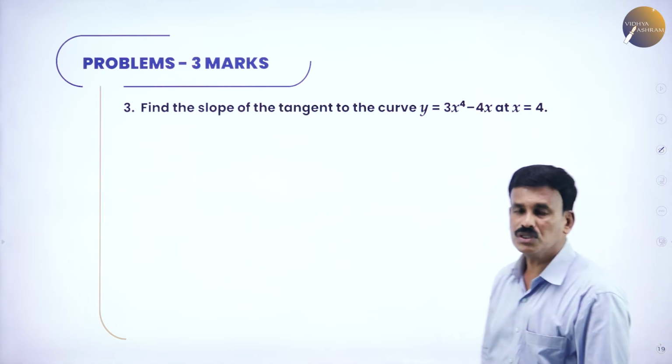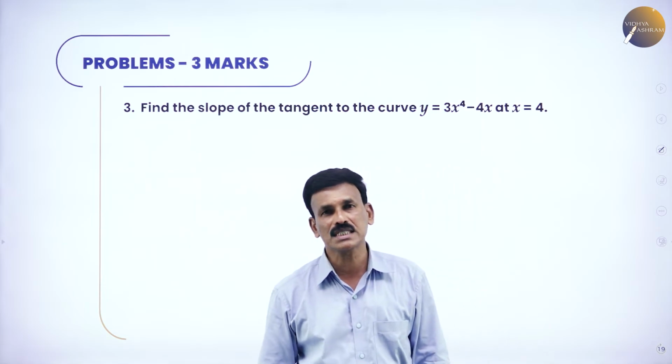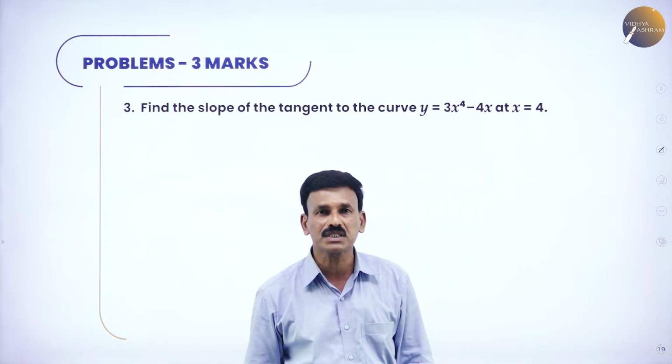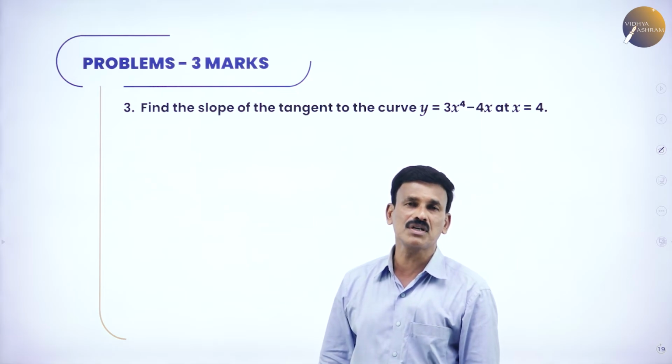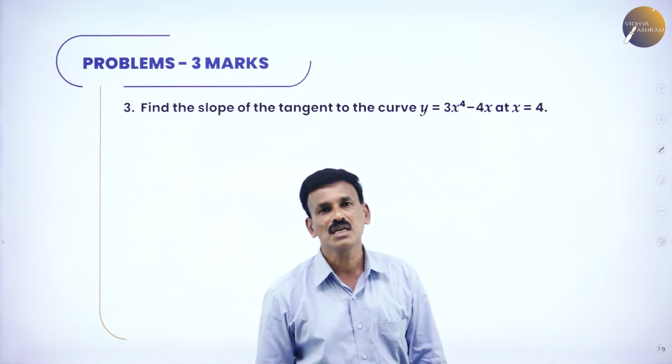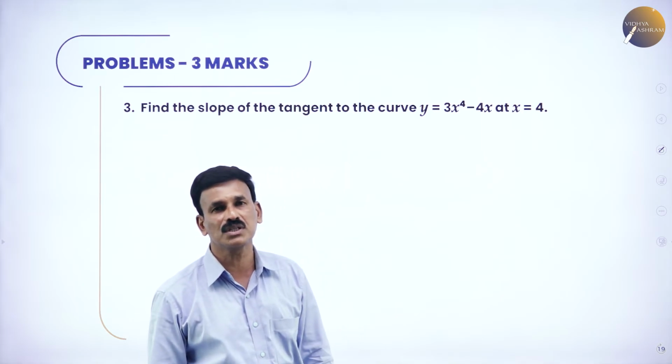Finding the slope: if you differentiate, dy by dx at the given point x1 comma y1 will give the slope of the tangent. The equation of the tangent is given by y minus y1 is equal to m into x minus x1, and the equation of the normal is y minus y1 is equal to minus 1 over m into x minus x1.